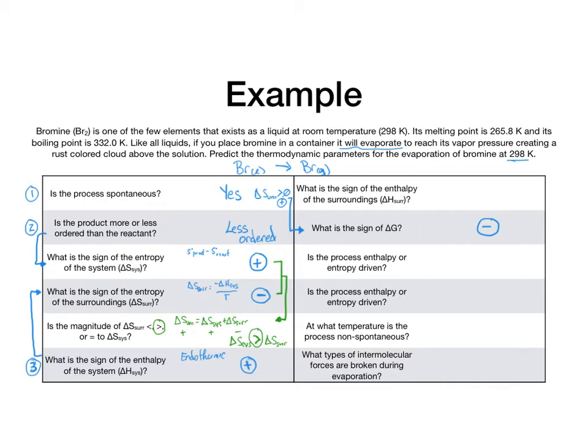Okay, now knowing the entropy of the system will also tell us about the enthalpy of the surroundings. I'm sorry, did I say entropy? I meant enthalpy. Because we know that delta H of the system is equal to negative delta H of the surroundings. Since our system is positive, our surroundings has to be negative.